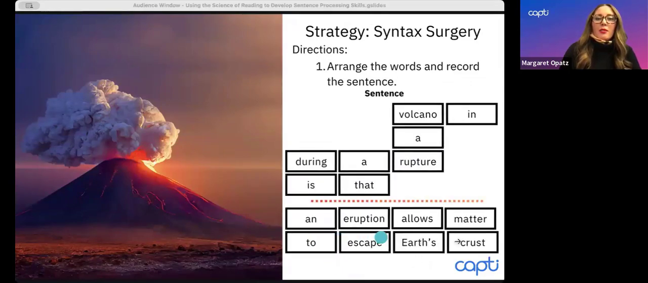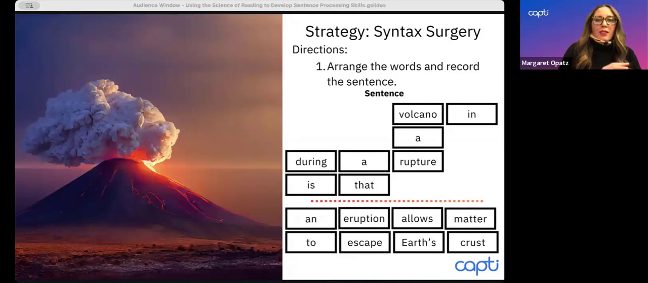You could say, an eruption allows matter to escape Earth's crust. Now, this, as I mentioned, came from that longer sentence at the beginning. If a student came up with this sentence that gets to the heart of that sentence, I would be really happy with this, because it would tell me that they were able to look past all of those phrases that were additional information within that sentence to get to the heart of what the sentence was trying to say.